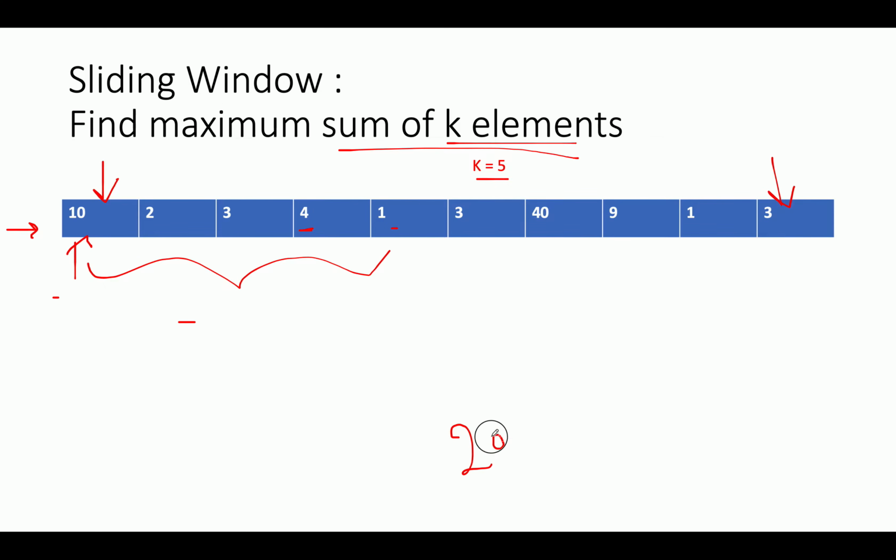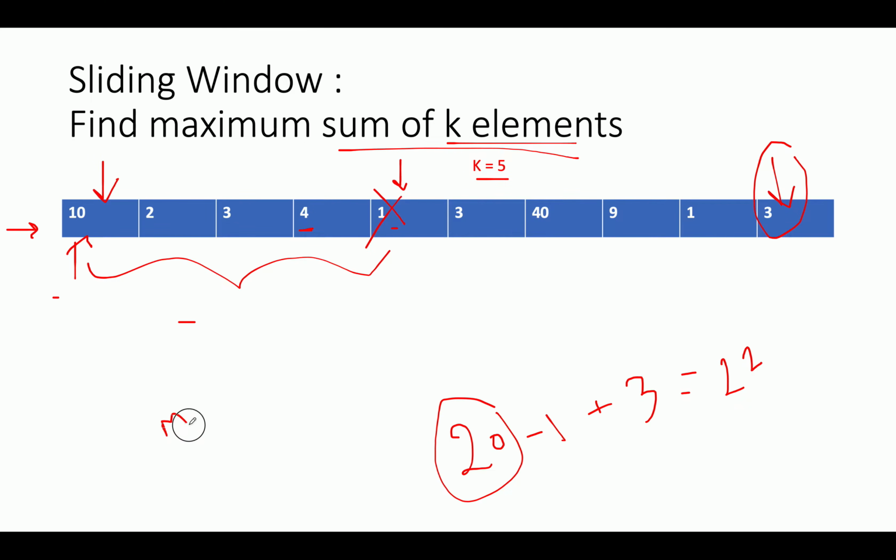And now what we are going to do, we will try to delete this number from the sliding window and add a number that is there at the rightmost index. So we will reduce 1 from 20 and we'll add 3 to it. So that would give me 20 minus 1 is 19, 19 plus 3 is 22. So 22 is higher than 20, so the max sum of k elements that can be generated gets updated to 22 from 20. And let's continue the process.